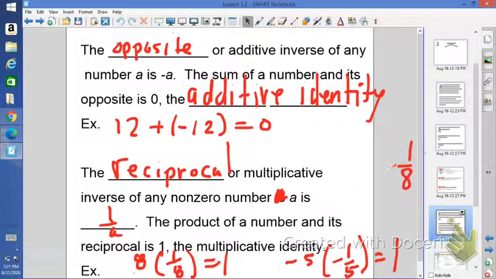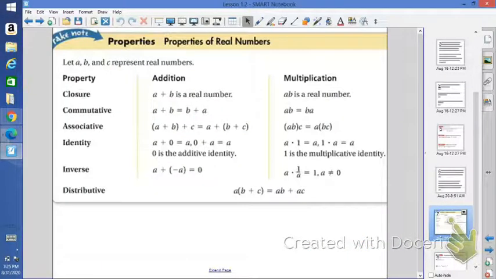In the same way, negative 5. Write that as a fraction. Negative 5 over 1. The reciprocal, if we were to flip top and bottom, would be negative 1/5. When you multiply those together again, you're going to get 1. Okay, the next slide just lists the properties of real numbers, and you should be familiar with these from prior math classes. So that's just there for your reference.